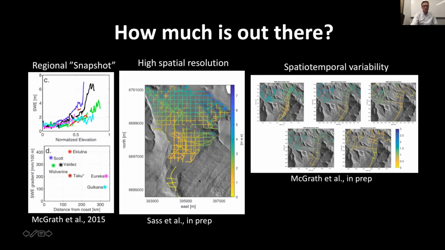In 2015, we collected this high resolution, high spatial data set. These are a 250-meter grid over Wolverine Glacier. So this provides, rather than n equals 3 in terms of our point observations, we're up to n equals almost 500,000 points of SWE on the glacier.